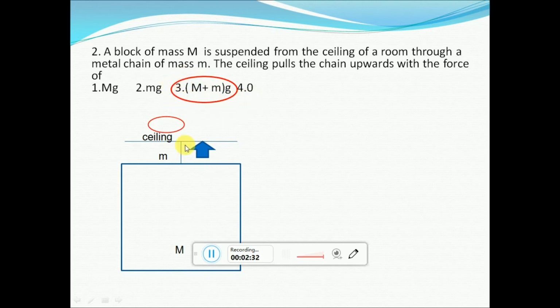Let us try to analyze. Here it is not the string which is pulling up the body, it is the ceiling which is pulling the block of mass M and the chain. So you have to consider this chain of mass m and the whole block as one unit, and the total mass is going to be capital M plus small m. So that's why you have to consider (capital M plus small m) of g, which gives the total weight which the ceiling is trying to pull up. So it is not capital Mg. If you get confused, again consider it is the ceiling which is pulling up. So we have to consider the chain as well as the block. So the third one is correct.